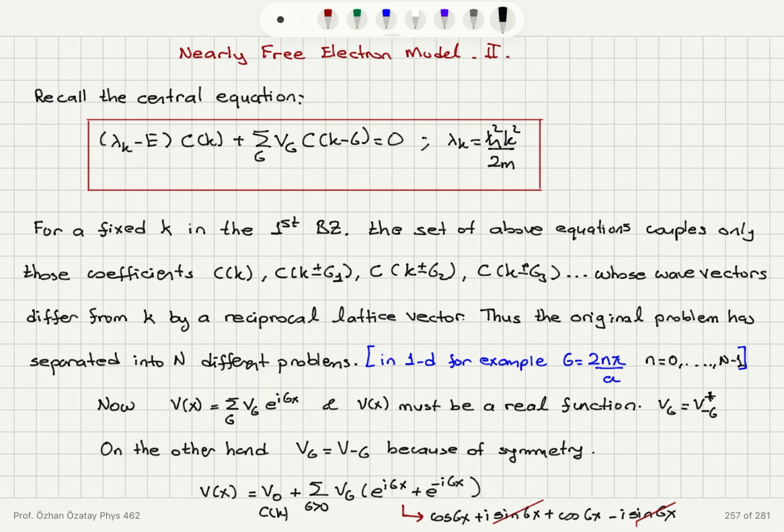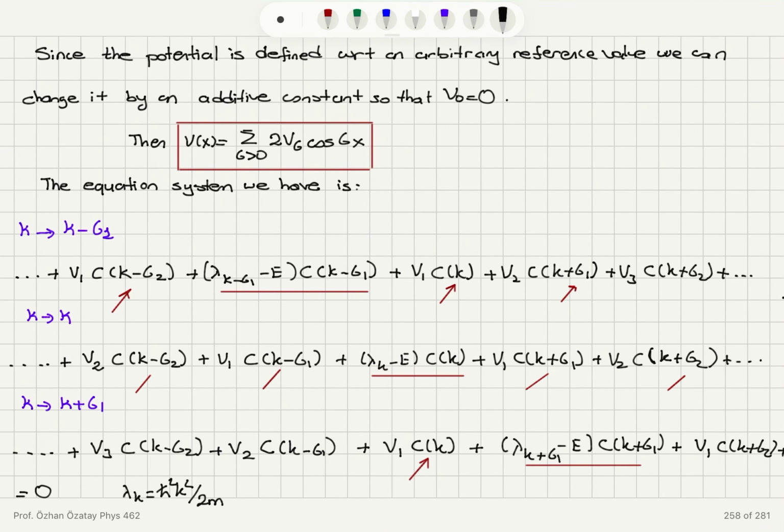By considering the one-dimensional case here, we can write the potential as 2vg cosine gx, summed over positive g, by defining v0 to be 0. And then the second simplification we did was we don't consider the second or third Fourier coefficients, because vg values will decrease as 1 over g, because the potential energy decreases as 1 over r for an electrostatic potential. The same thing applies to the reciprocal lattice here.